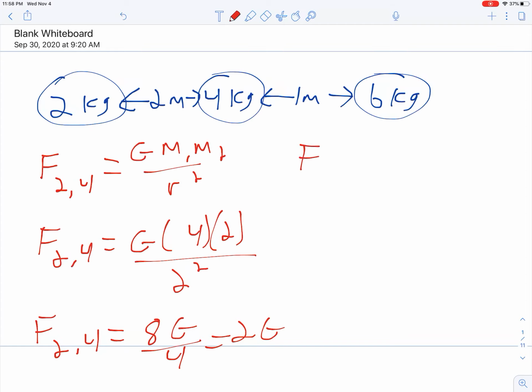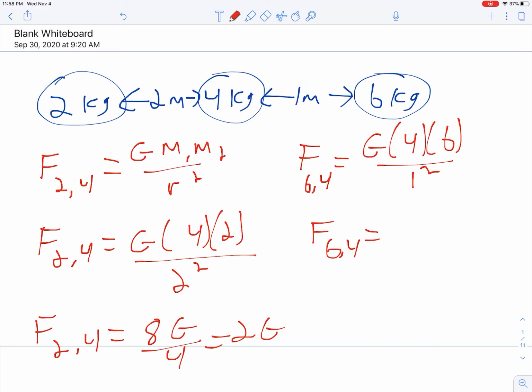I'm going to do the same thing for the other one. I'm going to do between the 6 and the 4. So I'm going to leave it G times 4 times 6 over 1 squared. So between the 6 and the 4, it is 24G.